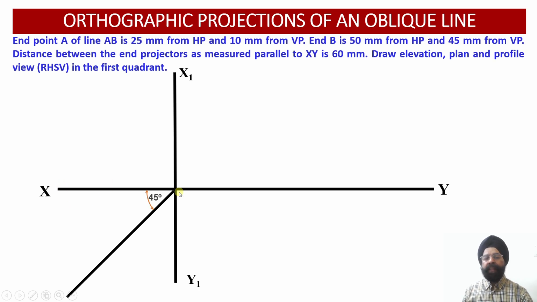Here we have drawn the XY reference line, which is the intersection of the horizontal plane and the vertical plane. Here we have the X1 Y1 reference line, which is the intersection of the profile plane and the horizontal and vertical planes. This is the transfer line, which we have drawn at an angle of 45 degrees with respect to the XY reference line, such that the distances of the points from the vertical plane in the top view will be transferred onto the profile plane using this transfer line.